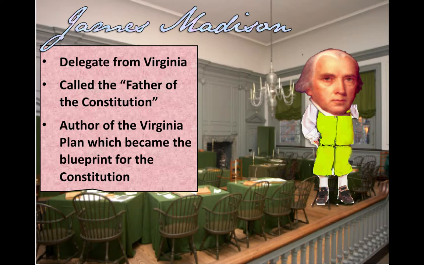He was the author of the Virginia Plan, and this kind of becomes the blueprint for the Constitution. The Virginia Plan, we know, was all about creating a Congress based on population because, again, it was the largest state during this time. So they were like, yeah, we want some more power.